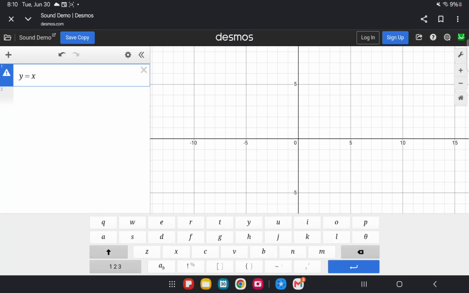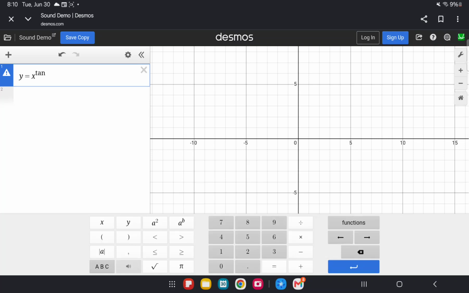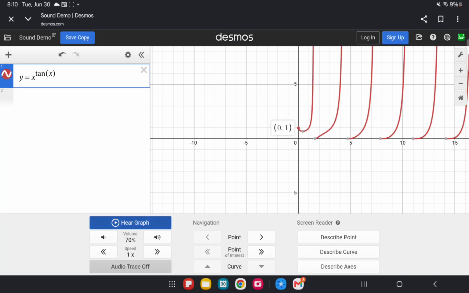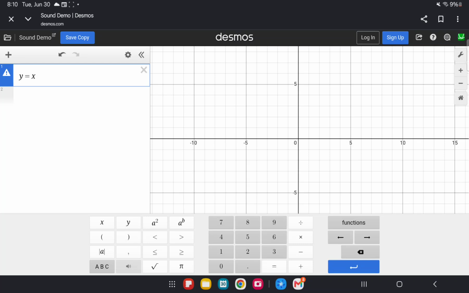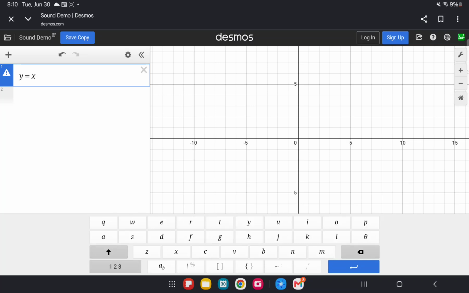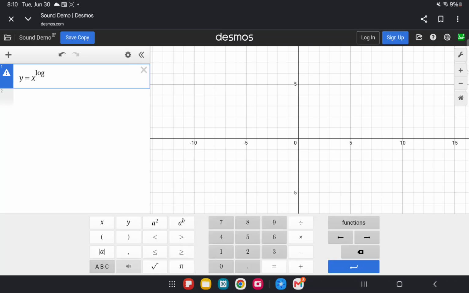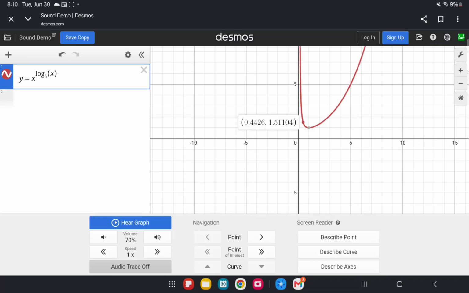Let's use tan of x. What's tan? Hear it now. Sounds like some lockdown in a weird pitch. No, wait. Now let's use the log base 5 of x. And hear the sound.